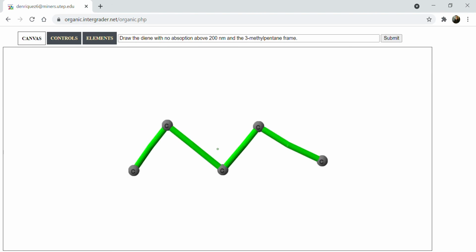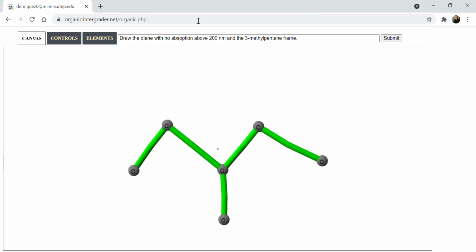Okay, so I'm going to start by drawing my 3-methylpentane. It says pentane, so I'm going to draw it single bonded first, and then I'm going to add what looks like 2 double bonds. So pentane, ane stands for single bonds, ene stands for double bonds, and yne stands for triple bonds. So I'll draw my pentane, 5 carbons, and my methyl at the 3 position.